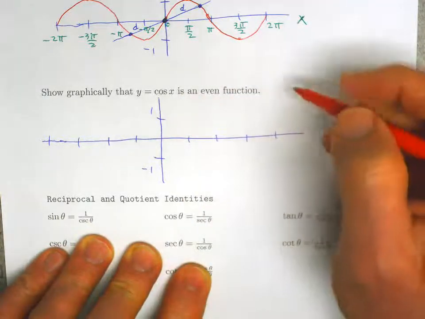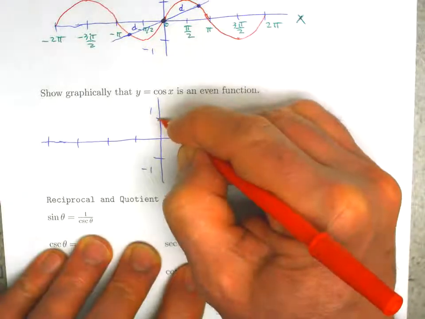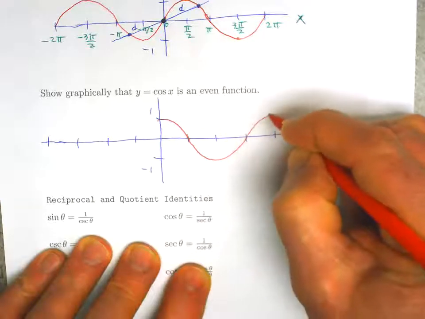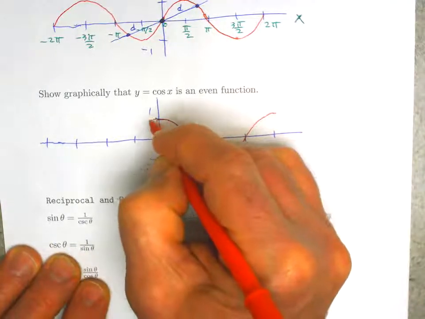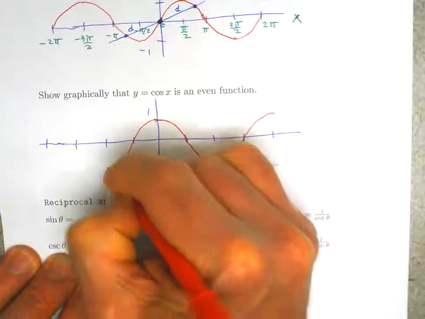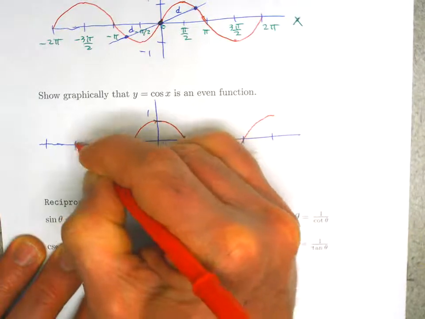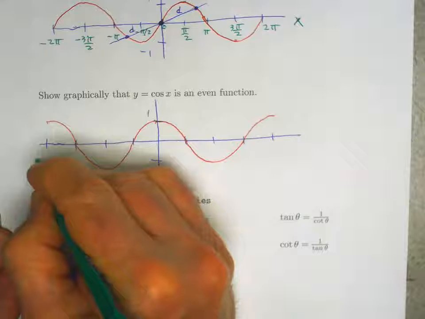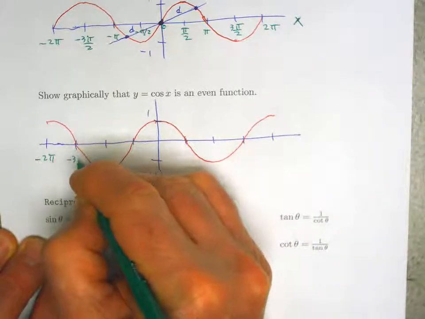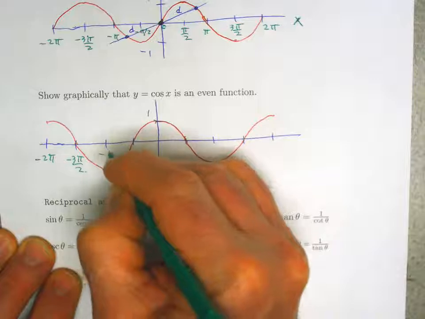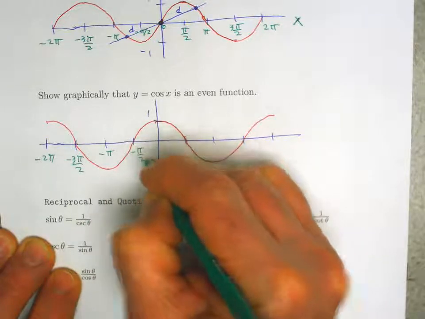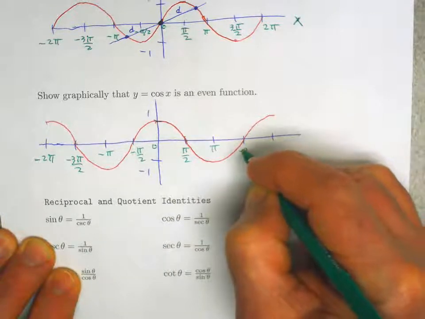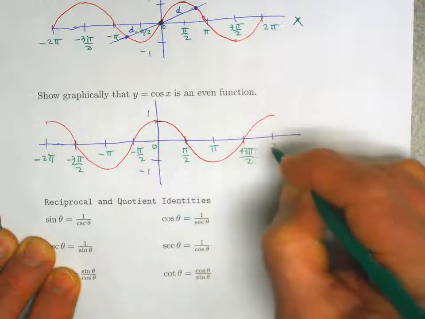Okay, so a graph of y equals cosine. There's one period to the right, another period to the left. So the input values, so negative 2 pi, negative 3 pi over 2, negative pi over 2, 0, pi over 2, pi, sorry, not negative, 3 pi over 2, and 2 pi.